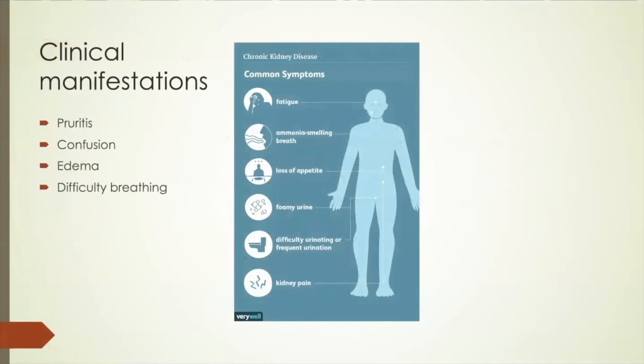Here are some of the clinical manifestations that don't occur until the later stages of chronic kidney disease, stage 4 and 5. Fatigue, ammonia-smelling breath, loss of appetite, foamy urine, which can be attributed to diabetic nephropathy, difficulty urinating or frequent urination, and some people experience kidney pain, although they are few and far between. Some other symptoms that aren't listed on the picture here are pruritus, which is itchiness of skin, confusion, edema of the extremities, and difficulty breathing.